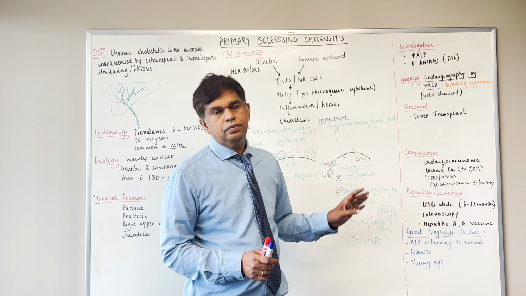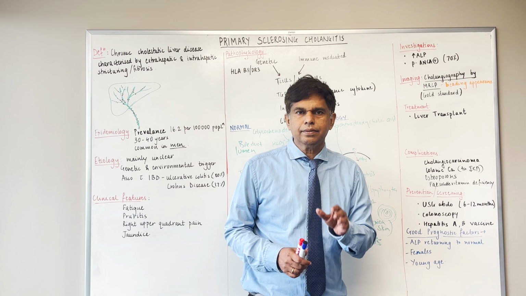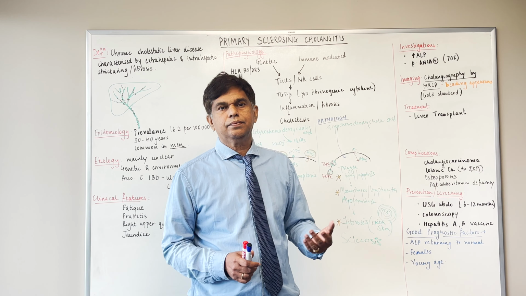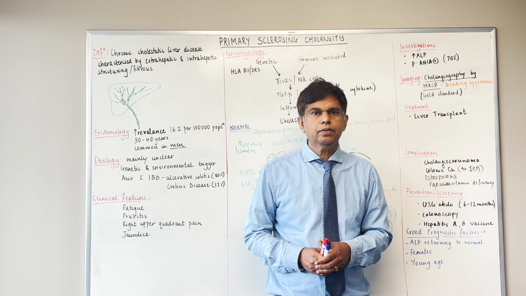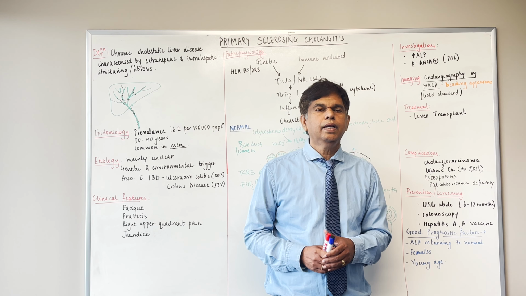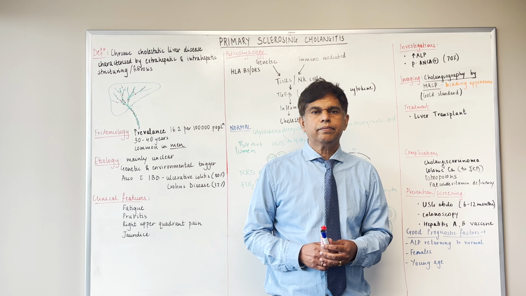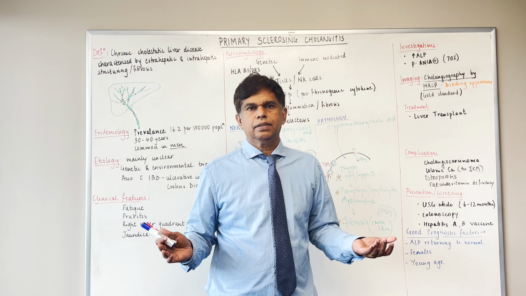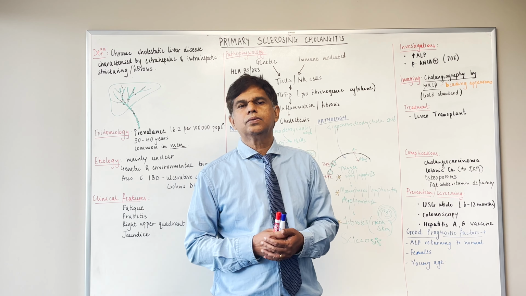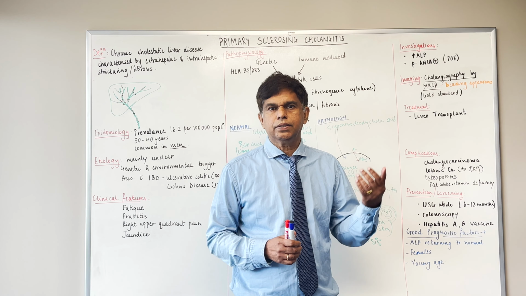Now, what investigations? The main thing, the number one you have to check, is an elevated alkaline phosphatase, right? When you have an elevated alkaline phosphatase, you have to fractionate it. When you fractionate it, you do the gamma glutamyl transferase and check it.